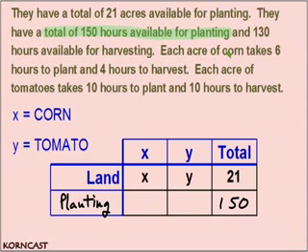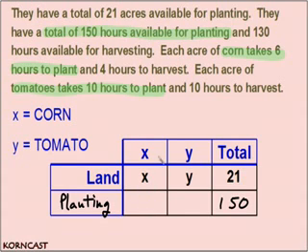Well, each acre of corn takes 6 hours to plant. Okay, and 4 hours to harvest. But harvest doesn't have anything to do with planting, so I'm going to skip that. Each acre of tomatoes takes 10 hours to plant. So there we go. And then I'm going to, again, omit the 10 hours of harvest because harvesting has nothing to do with planting. So now I need to decide what to put in here.